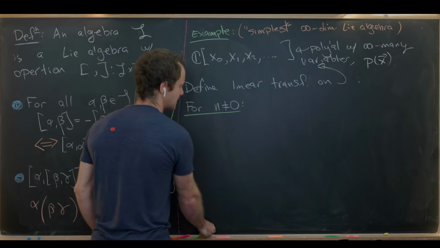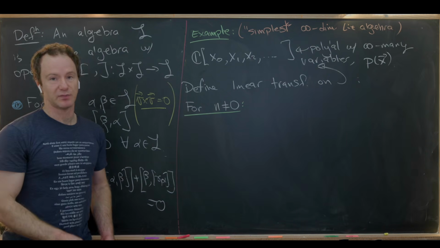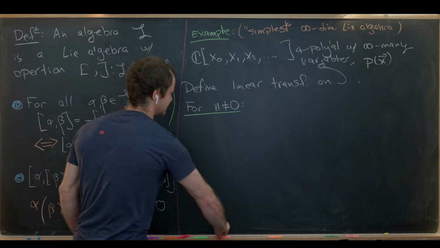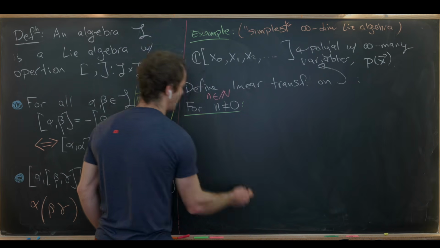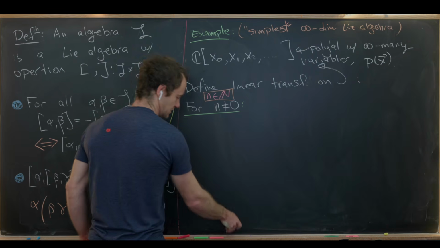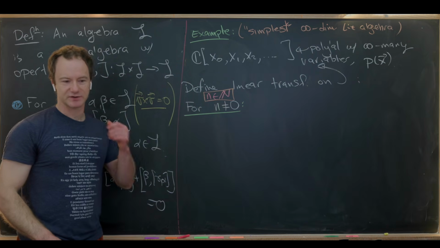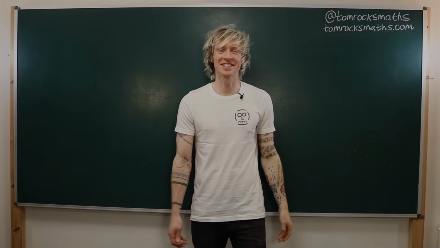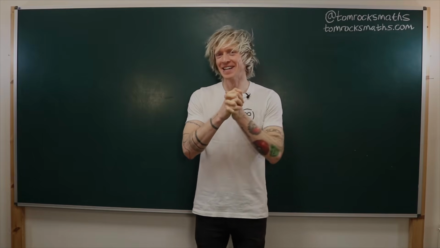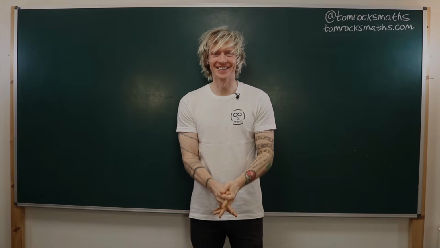I guess I should say n is a positive integer here, but it's not equal to 0. Maybe we'd say n is a natural number, although I guess in Europe, the natural numbers have 0 in them, right? I've had this argument with so many of my students about whether or not to include 0.